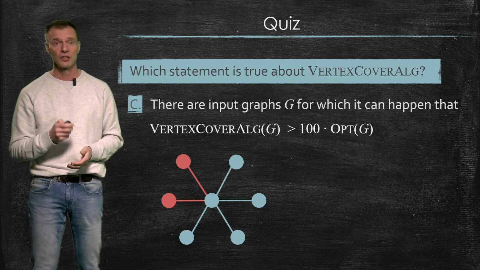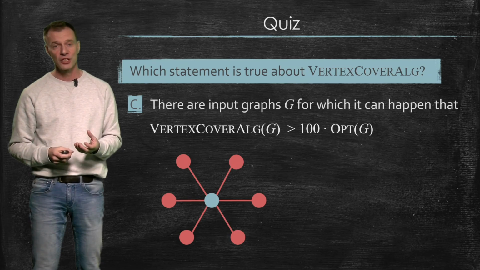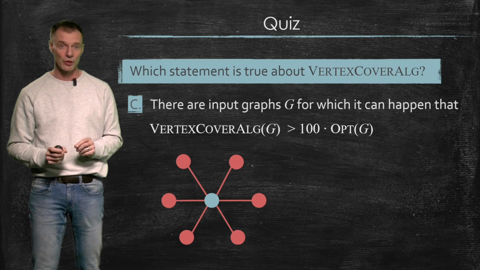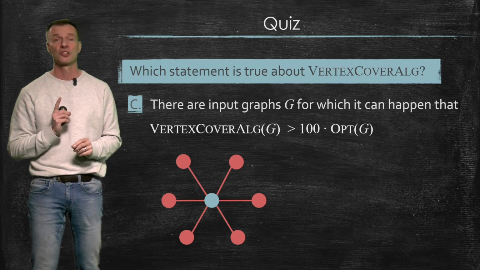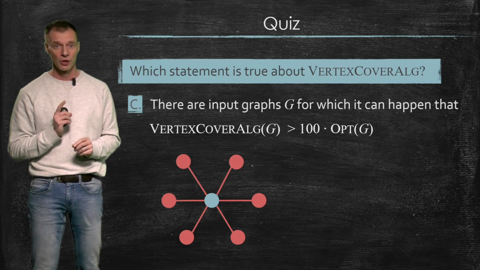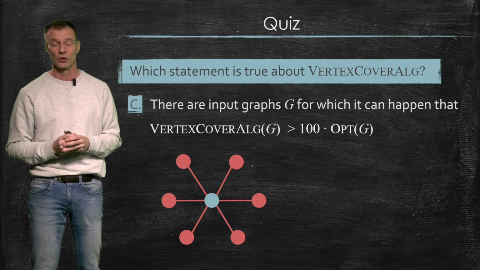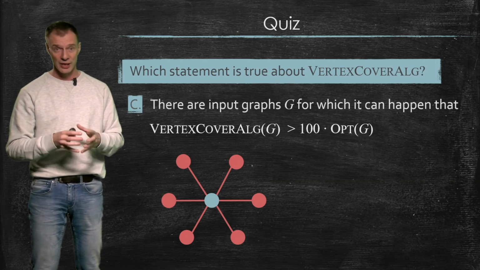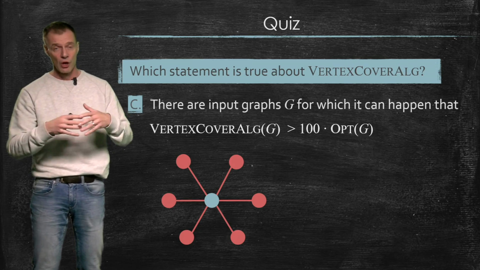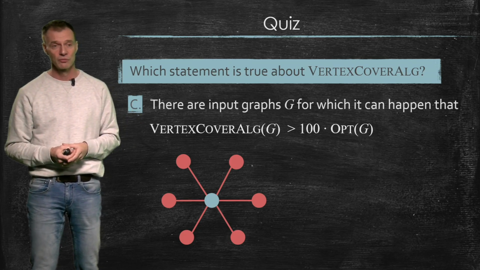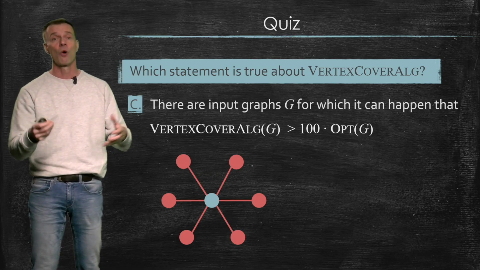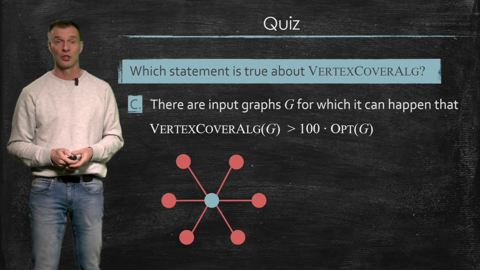And this way it continues, and at the end what you see is that, what would have been the optimal solution, namely just to put the single central vertex into the cover, the algorithm might end up putting all the other ones. Now if I have a star graph with more than 100 vertices, then the size of the solution will be more than 100 times worse than the optimal solution.